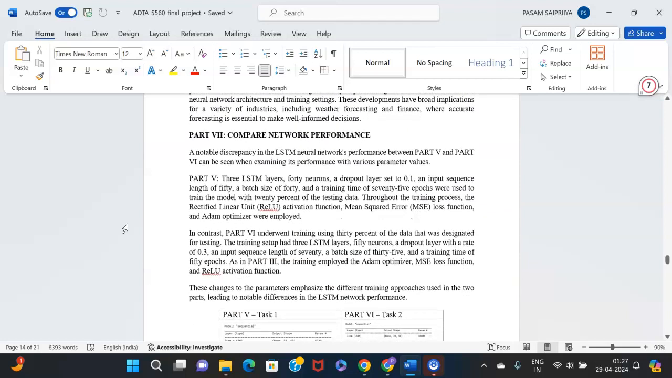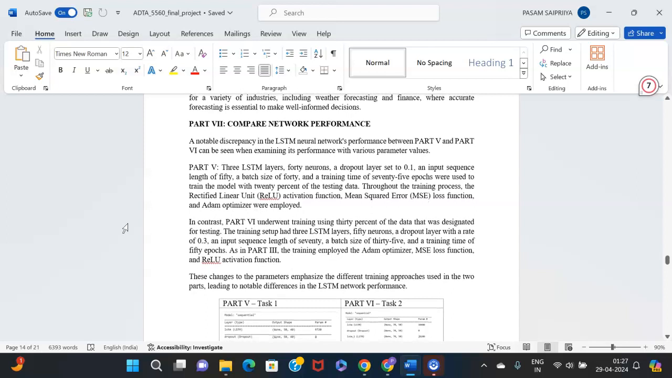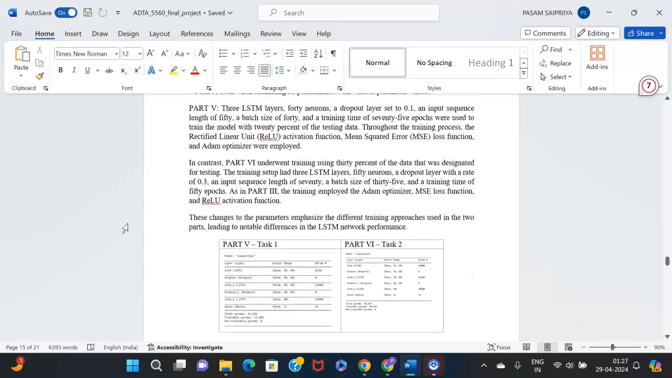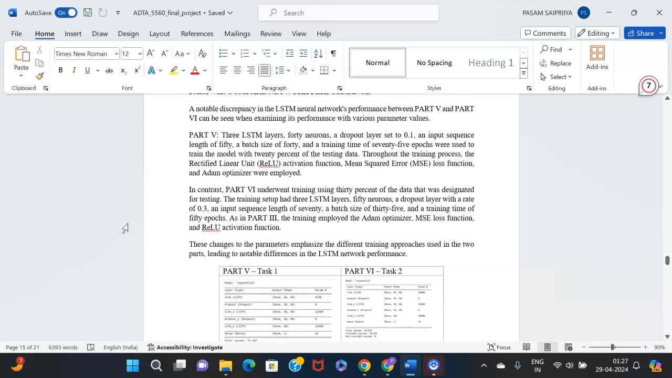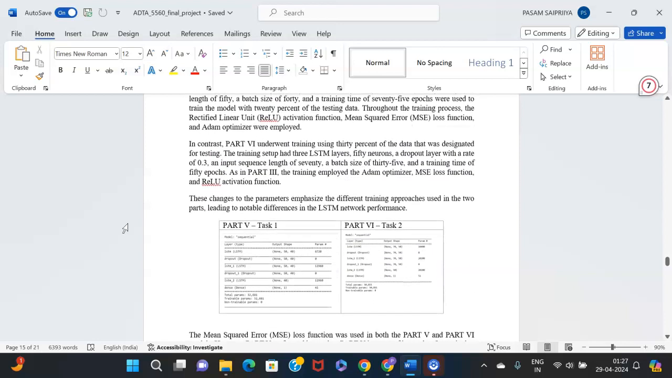Compare network performance. A notable discrepancy in the LSTM neural network performance between Part 5 and Part 6 can be seen when examining its performance with various parameter values. This is how I compared Part 5 and Part 6.